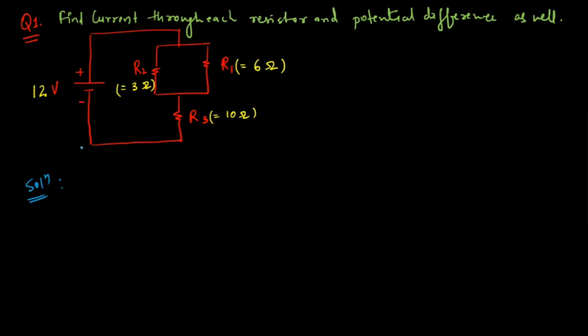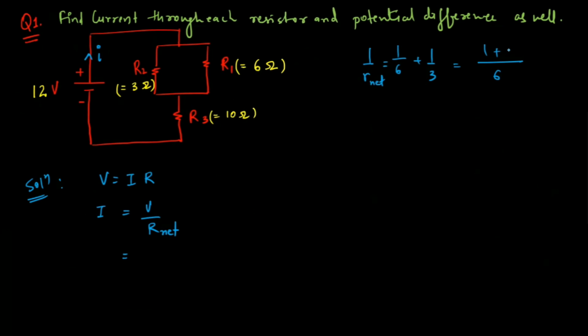According to Ohm's law, V equals IR. First of all, we'll find the net current coming out of the battery, let's say I. So I must equal the potential over R, and this R should be R net. What is this R net going to be? As we know that R1 and R2 are in parallel combination, we can solve these two resistors first to get R net, which is 6 over 3 times... that is 2 ohms.